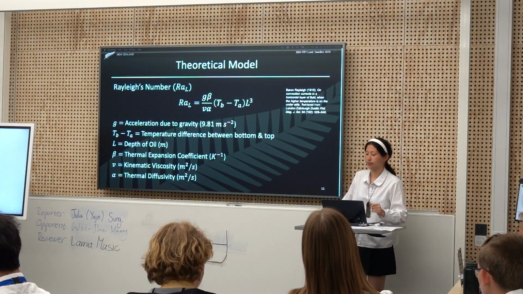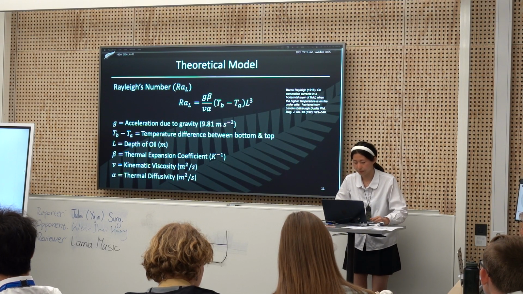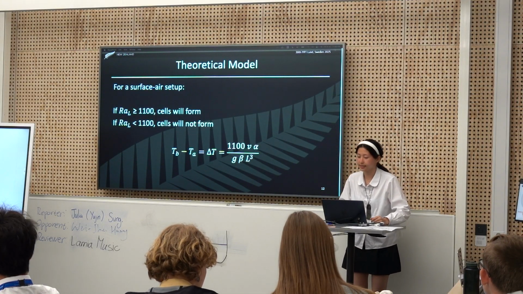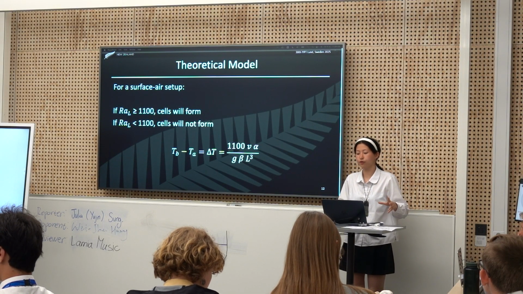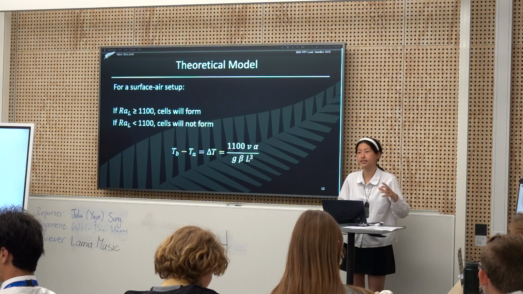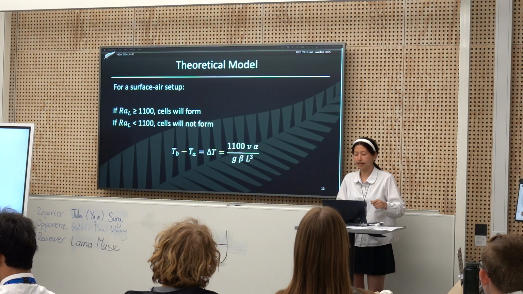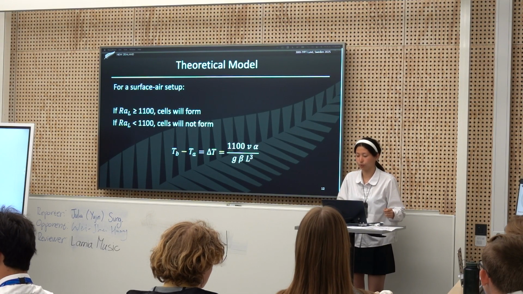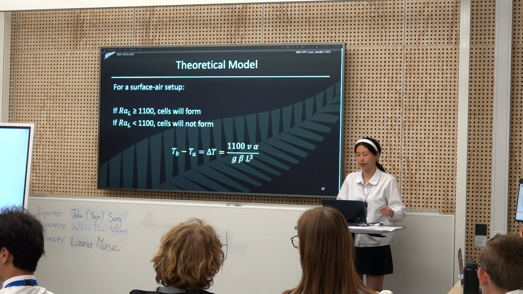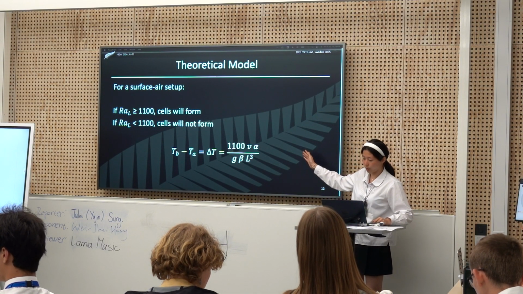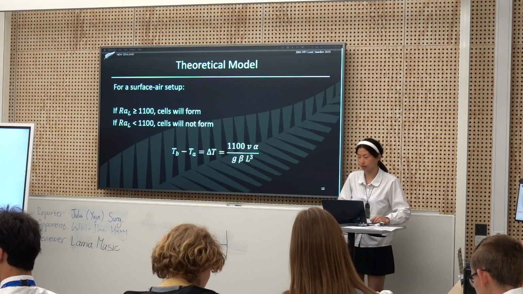So here is the Rayleigh number equation. You can see the components of the equation down here. For a setup where the bottom of the oil is a rigid surface and the top is free air, the critical Rayleigh number is 1,100, and this is again derived from Navier-Stokes equations. If this number is met or exceeded, cells will form, and if it's not met, then cells will not form. Therefore, through rearranging the Rayleigh number equation and utilizing the critical Rayleigh value, we can derive a quantitative model that can predict the temperature difference required for the system to start forming convection cells.